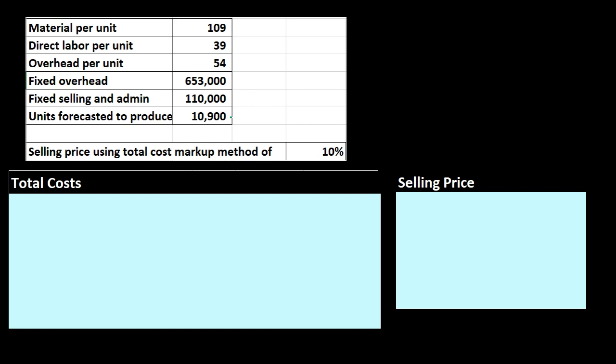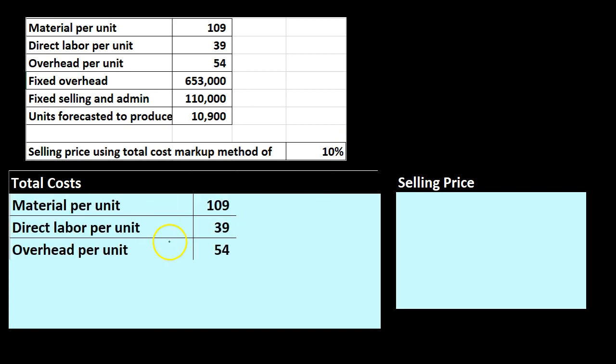So we're going to get the total cost per unit, and then we're going to figure out the increase of the 10%. So here are the steps we're going to take. We'll figure out the variable costs, we'll figure out the total costs, and then we'll figure out the total cost per unit, and then we'll mark it up by the 10% to find out what we think we should sell it at per unit.